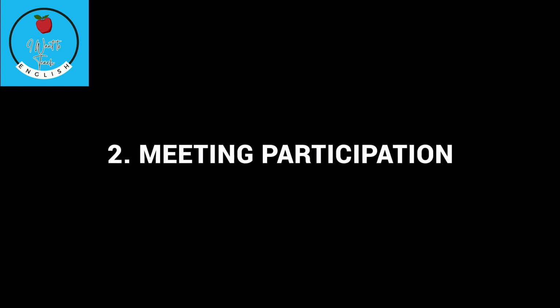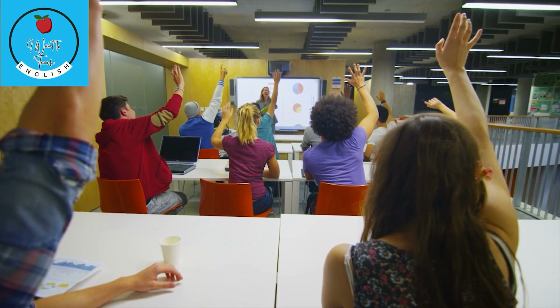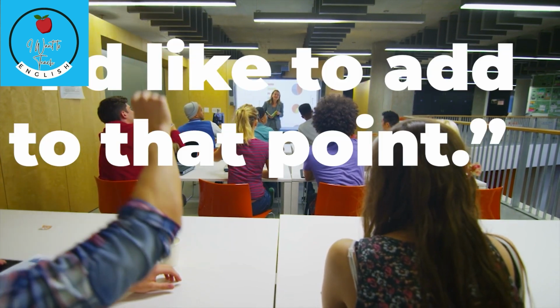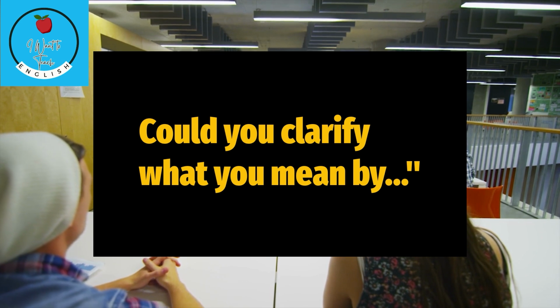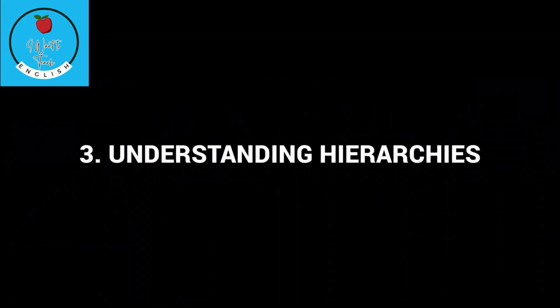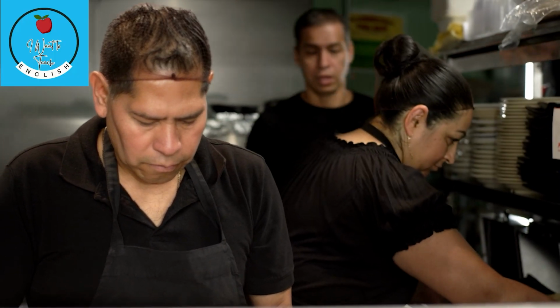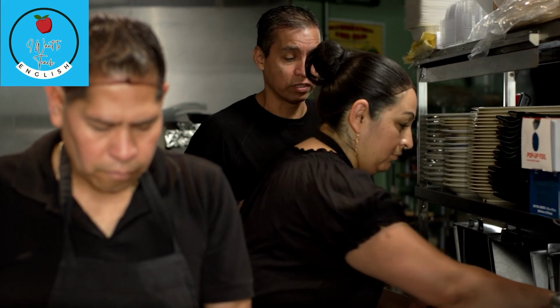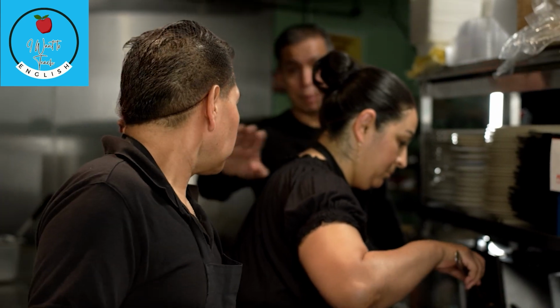Number two, meeting participation. Many students struggle to speak up in meetings. Role-play common phrases like "I'd like to add to that point" and "could you clarify what you mean by..." Number three, understanding hierarchies. Help students recognize workplace power dynamics. For example, in Western cultures, it's generally okay to ask questions or share ideas with a manager, but doing so politely is key. By practicing these skills, students can enter the workplace with confidence and professionalism.